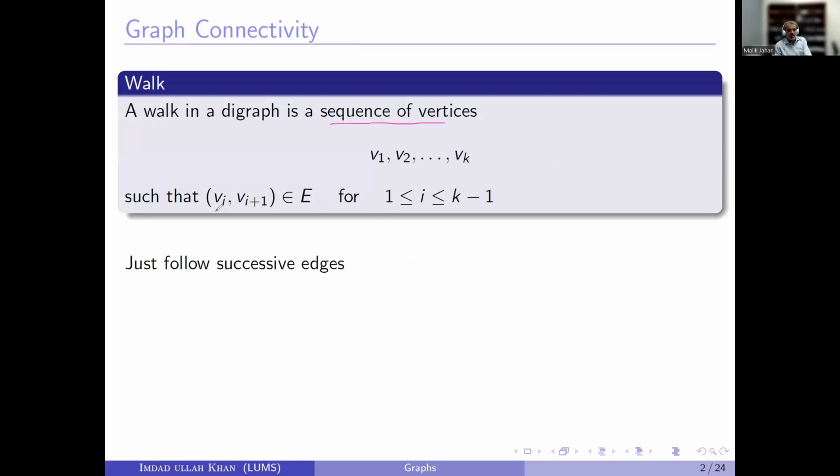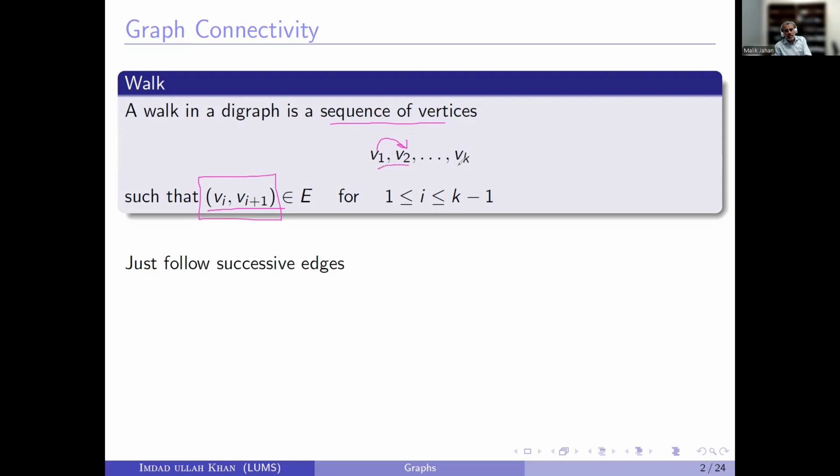That means that we have a mechanism to go from one vertex to the next vertex. So for example, if you have to go from V1 to V2, then there should be an edge from V1 to V2. So (Vi, Vi+1) is an ordered pair. And last time we studied that one ordered pair in a directed graph represents a directed edge.